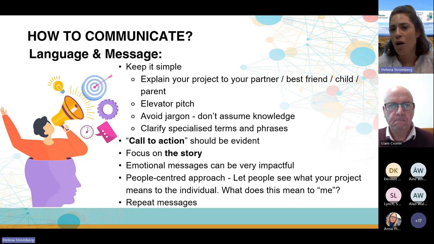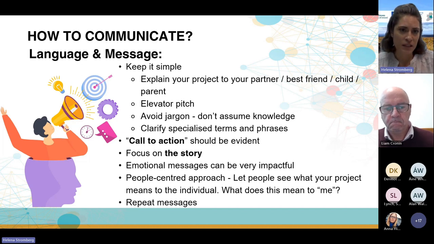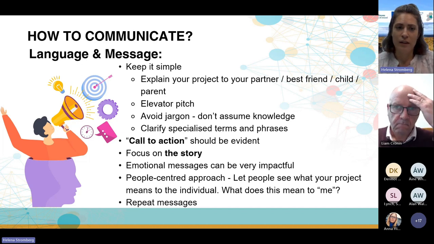Now we may know who we want to communicate with and what type of platform we want to use. Then we need to look at what our message looks like. Here are some general notes on how to craft effective messages. The first one, and super important, is keep it simple.